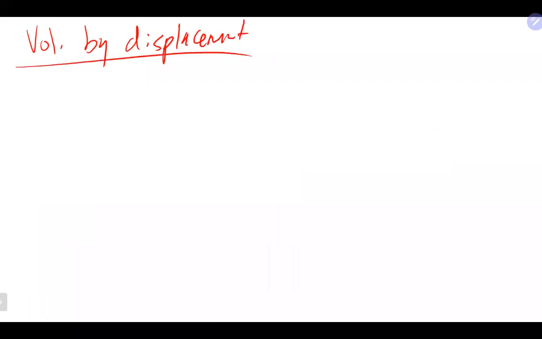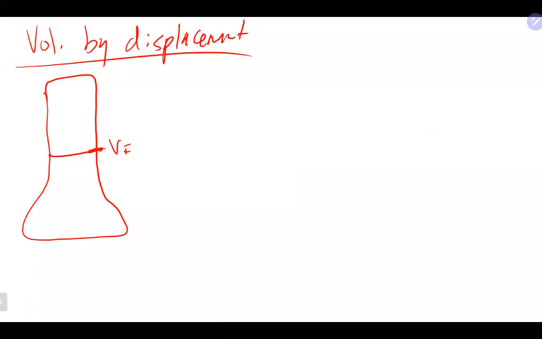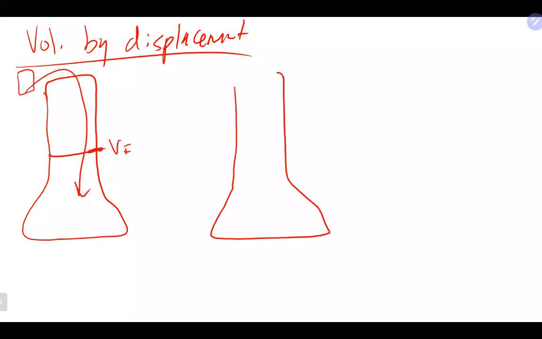And volume by displacement means you take something, say like a graduated cylinder, like you'll do today, you fill it up with some, say, water, and you take something that is solid and you toss it in there. When you toss that solid in, what happens to the volume? Does it go up or down, or stay the same? Volume goes up, right? To a final volume.